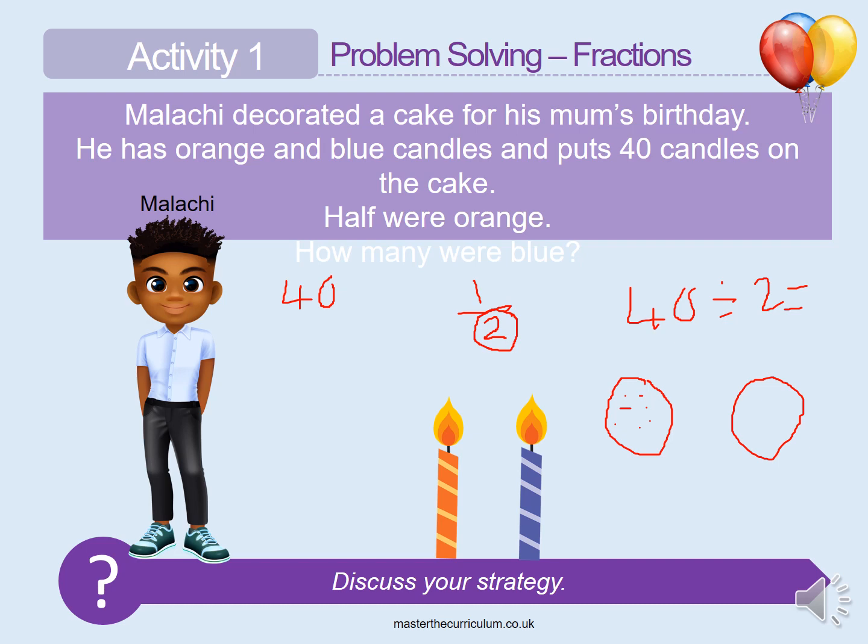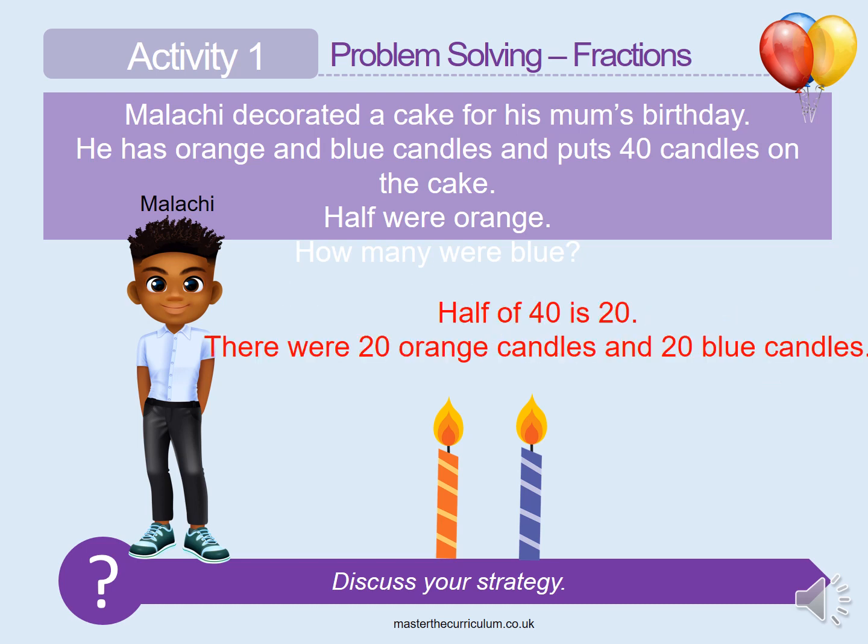40 divided by 2 equals 20. 20 candles were blue. Half of 40 is 20. There were 20 orange candles and 20 blue candles. Remember to get into the habit of saying these sentences. We do a lot of this in class. It's really important that you keep remembering those.